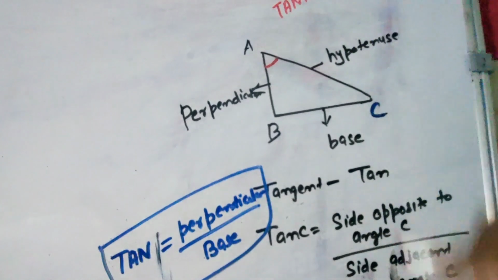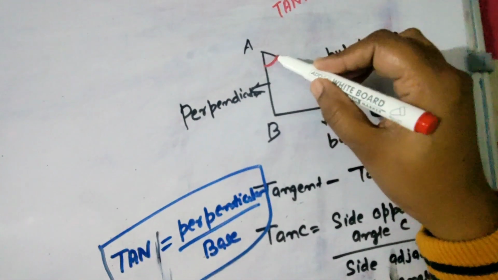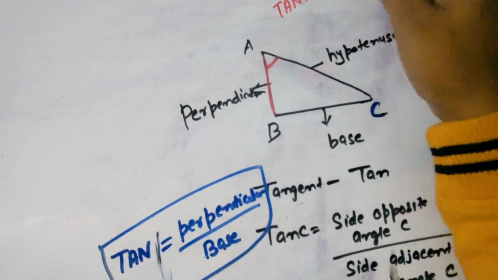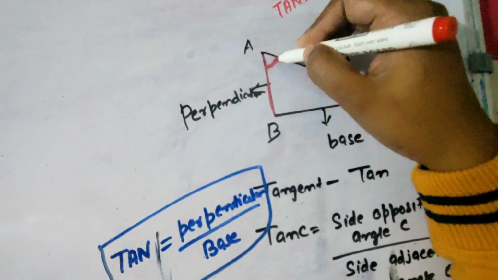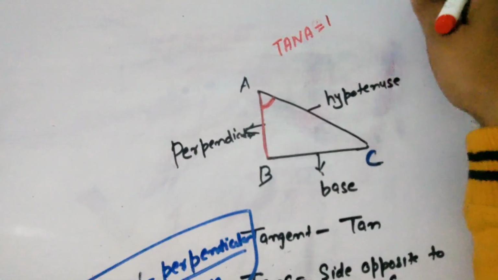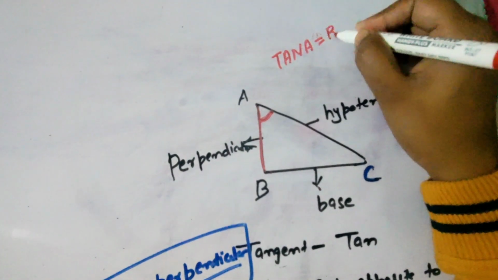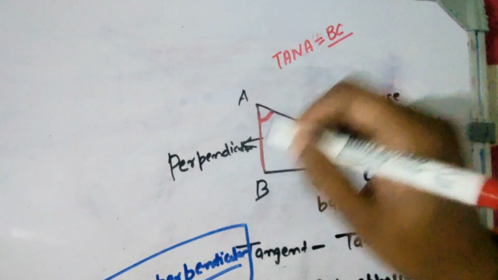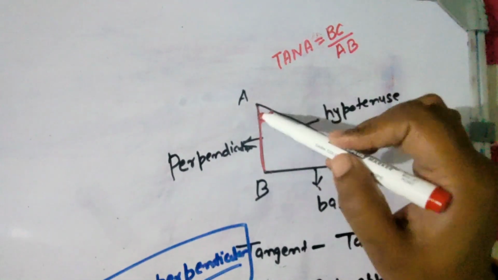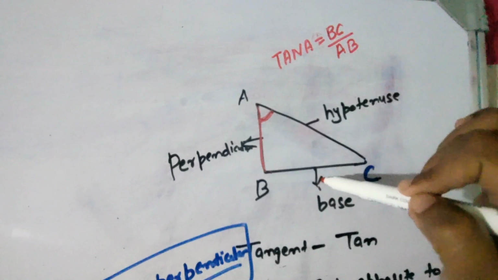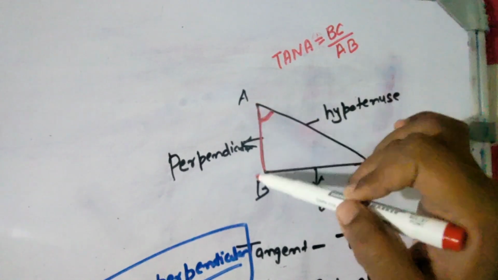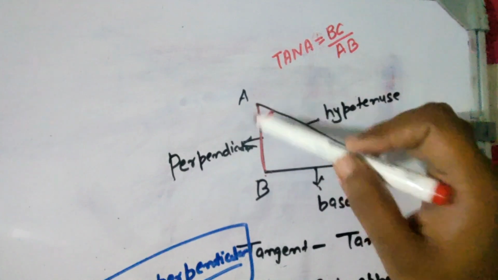Then this time the angle changes. Now this is the base and this BC is the perpendicular. Here, this angle's opposite side is what? BC. Then write tan A equals BC by AB, because this time the angle is changed. Here, for tan A, the opposite side of this angle is BC, and the adjacent side is AB.